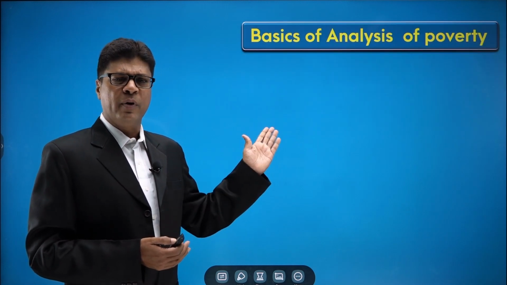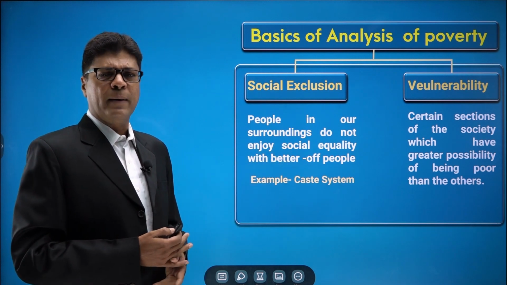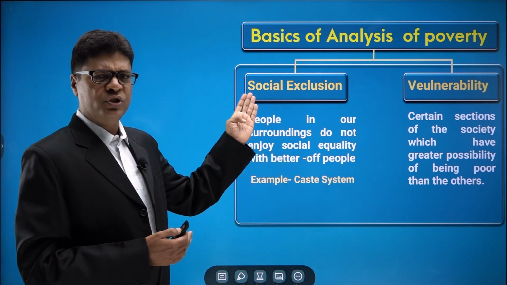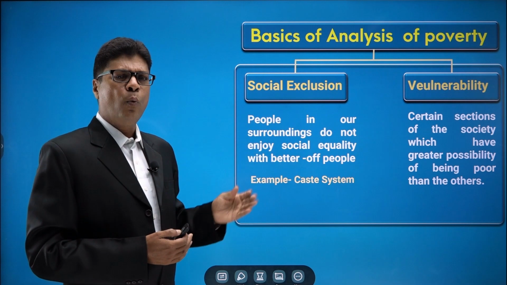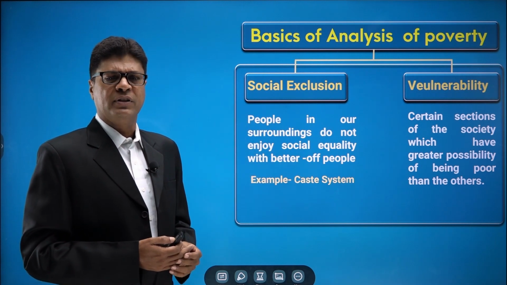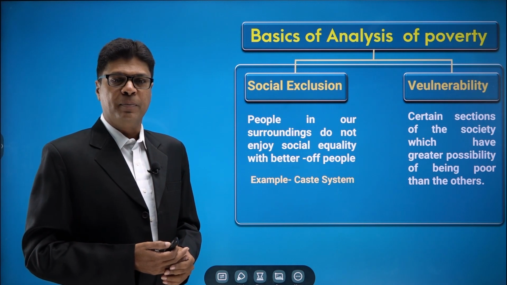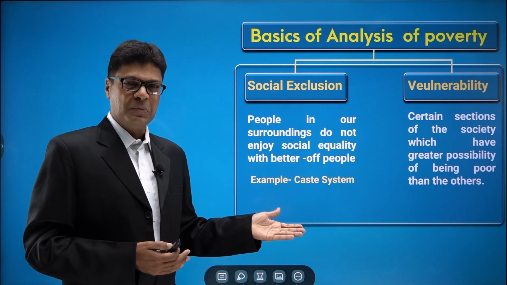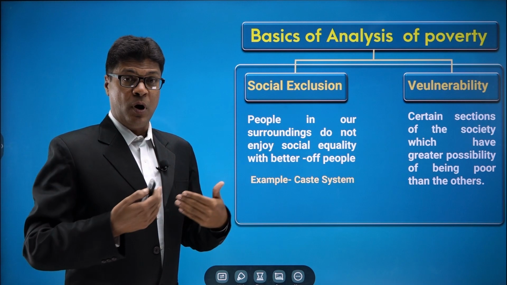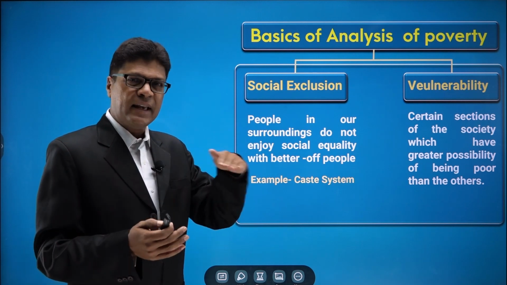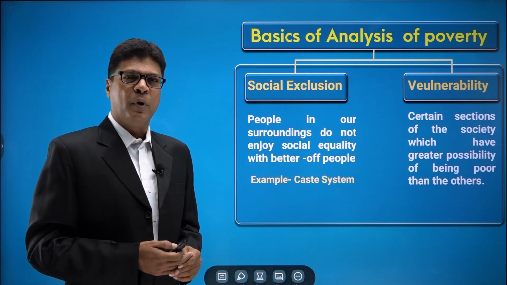In the basic analysis of poverty we are discussing, there are two types of things. One is social exclusion and one is vulnerability. What is social exclusion? People in our surroundings do not enjoy social equality with better off people. For example, the caste system. You belong to that caste, I belong to an upper caste, you belong to a lower caste. That's the basic problem that poverty suffers.